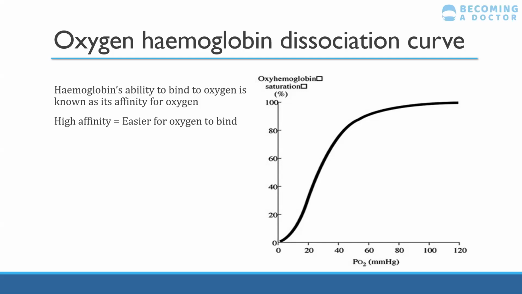And if you plot a graph of hemoglobin saturation over partial pressure of oxygen, then you get this sigmoid curve here, called the oxygen dissociation curve.